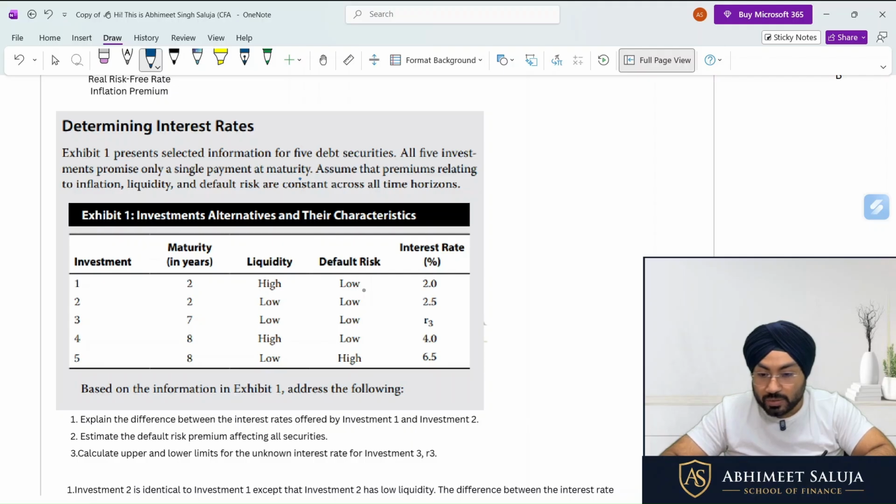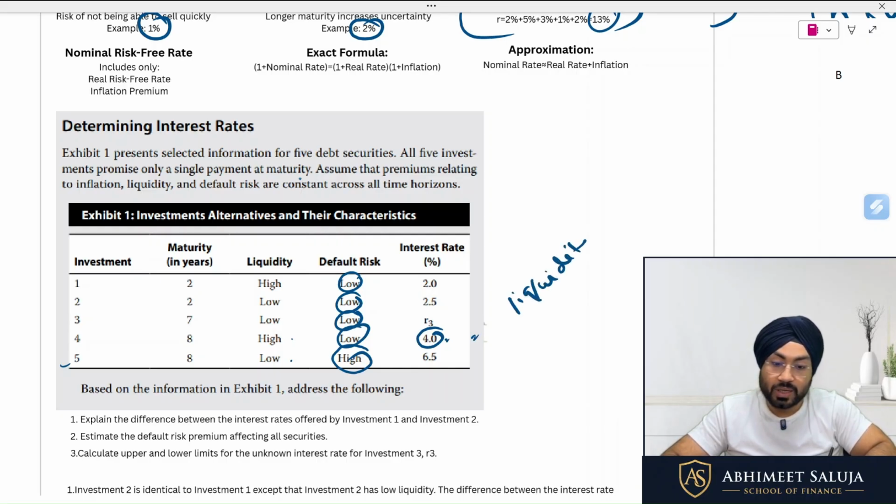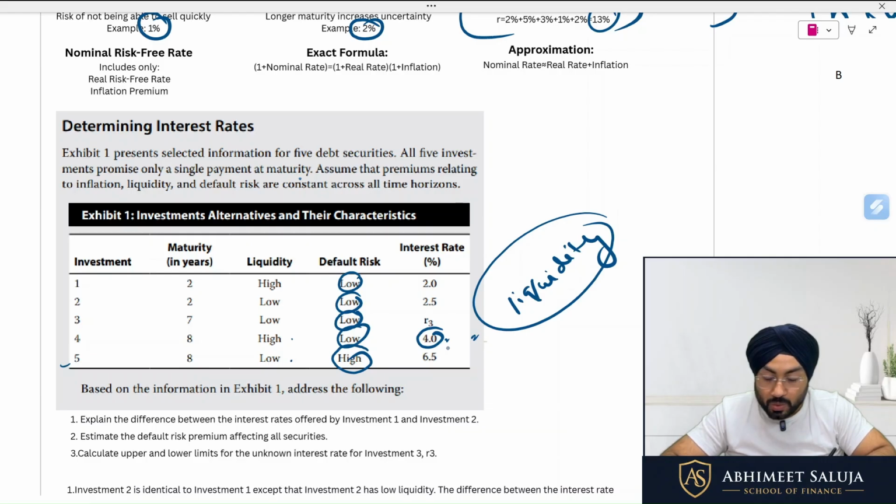Now, in all of these securities, if you see 1, 2, 3, 4, default risk is relatively lower. Only in the fifth instrument is default risk high. In the fourth and fifth security, maturity is the same, but liquidity is high in one and low in the other. So we need to adjust this part for liquidity first, as if now the liquidity is high.